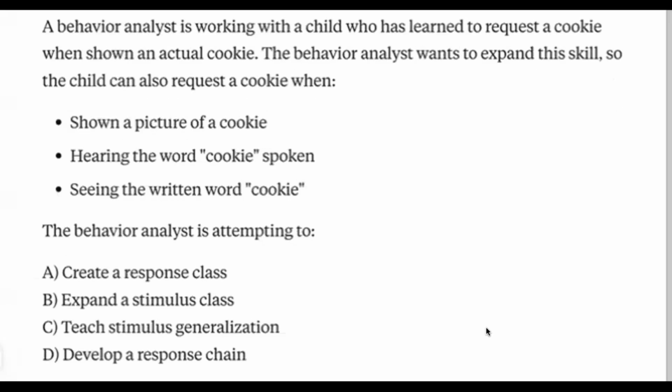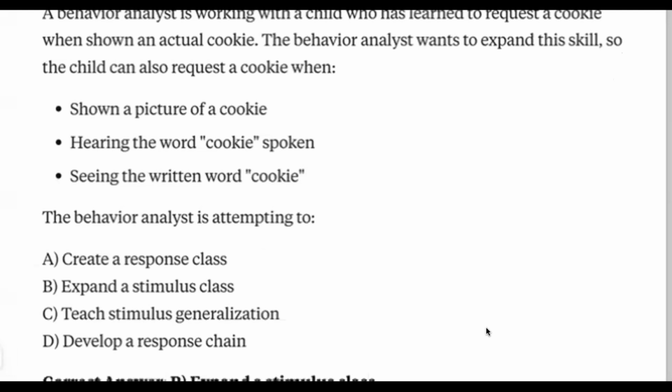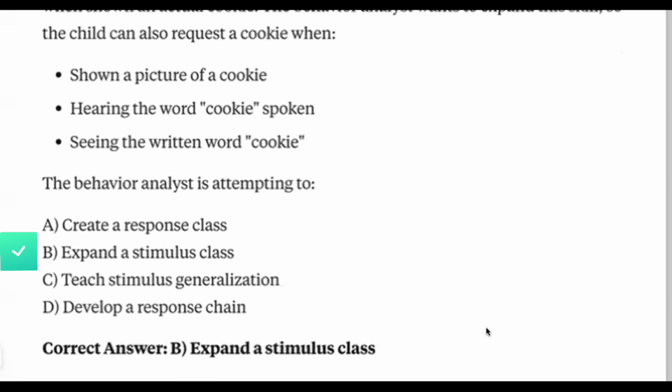For the first practice question, a behavior analyst is working with a child who has learned to request a cookie when shown an actual cookie. The behavior analyst wants to expand this skill so the child can also request a cookie when shown a picture, hearing the word, or seeing the written word cookie. The behavior analyst is attempting to what? Expand a stimulus class, many different stimuli evoking one response.